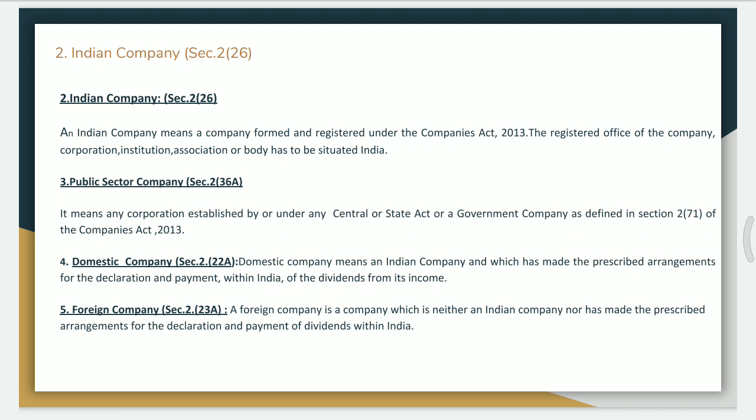Domestic company. A domestic company means an Indian company which has made the prescribed arrangement for declaration and payment within India of the dividend from its income. A domestic company is also an Indian company, but the difference between a public sector company and a domestic company is that a domestic company declares and makes arrangements for dividends, whereas a public sector company may or may not declare a dividend from its income. Foreign company. A foreign company is a company which is neither an Indian company nor has made the prescribed arrangement for the declaration and payment of dividends within India.